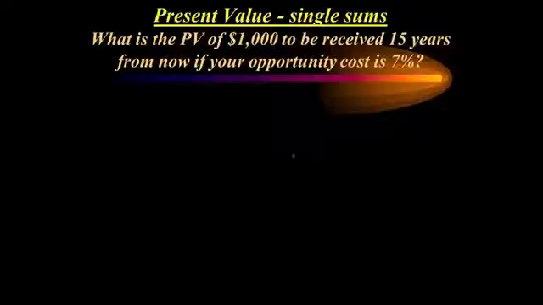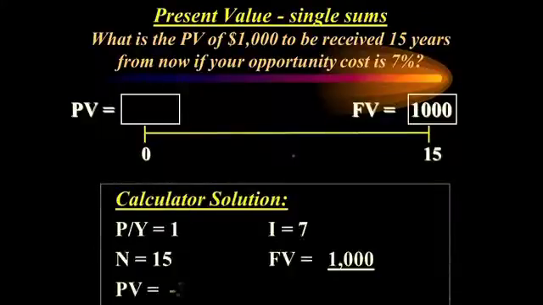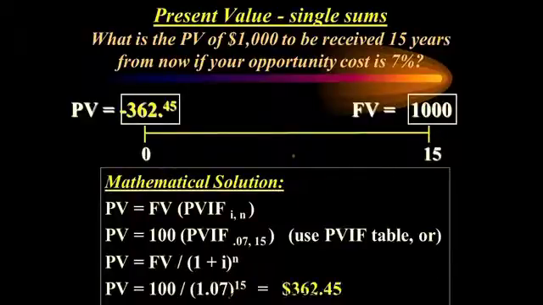Another example: what is the PV of $1,000 to be received after 15 years? Nothing to worry, your PV comes to 362.45. A slight change, right? What changed? Only the number of years. If we look at the mathematical formula, it is simple: 100, or 1000, divided by, sorry, its value is 100 in the question. So 100 divided by 1.07 raised to power 15, hardly. So what is changing? Only the number of years.